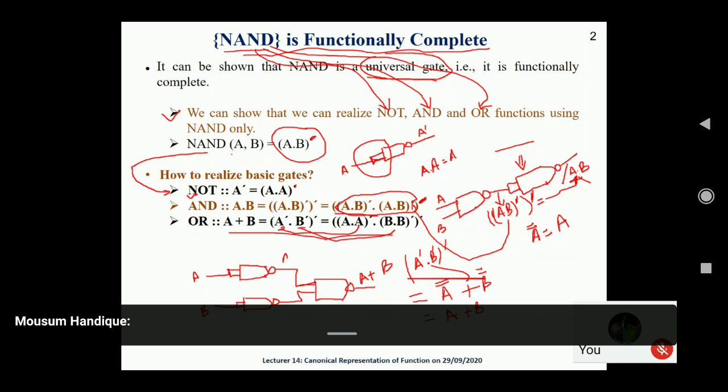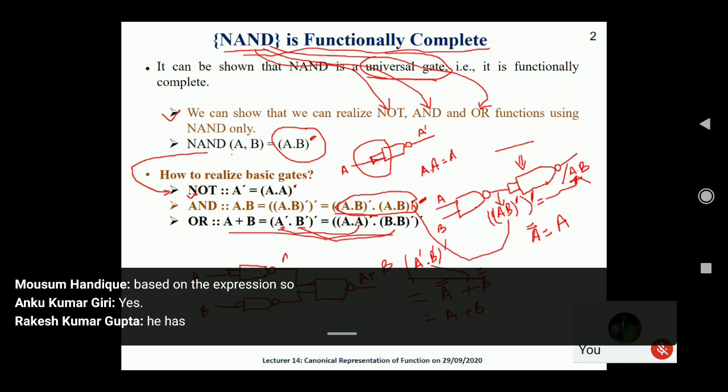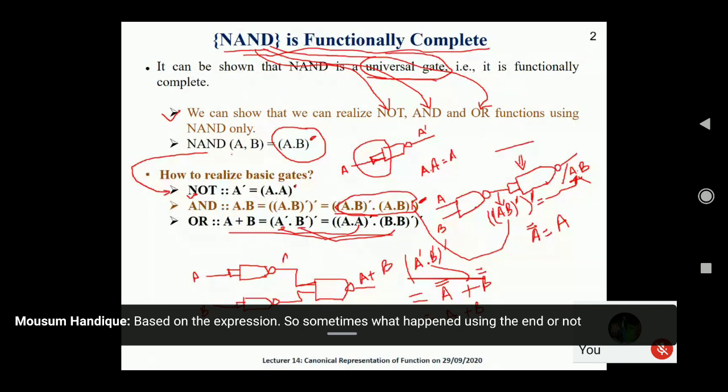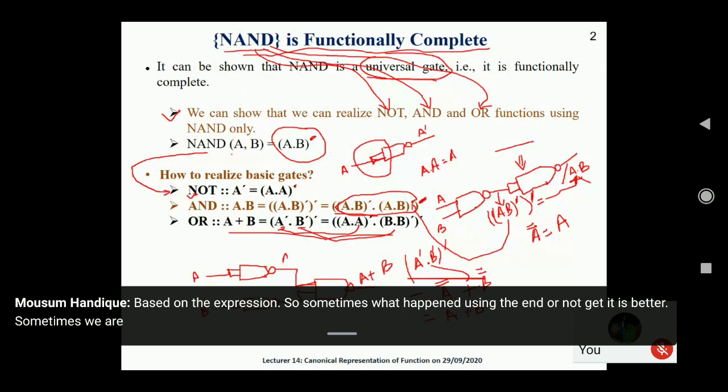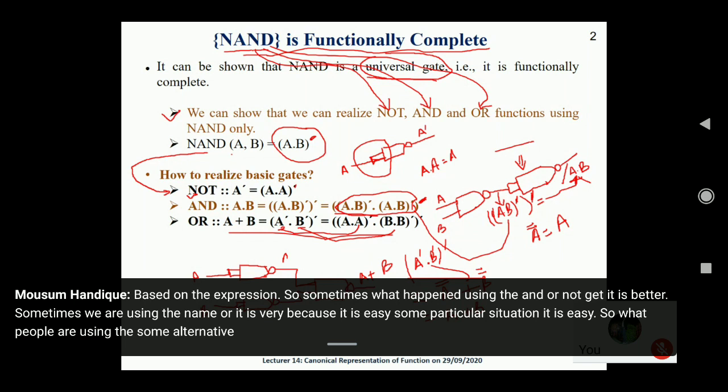So sometimes using the AND or NOT gate is better. Sometimes we use the NAND gate because it is easy in some particular situations. So people are using some alternative gates, and these are not unimportant. These are very important gates, NAND gate, NOR gate, whatever gates we are using.